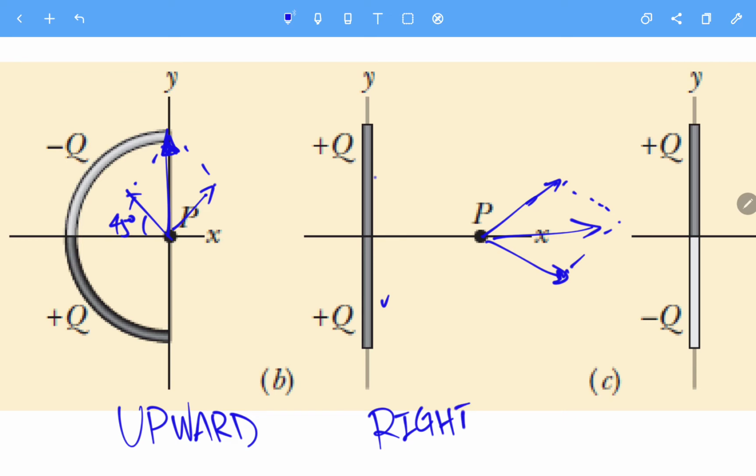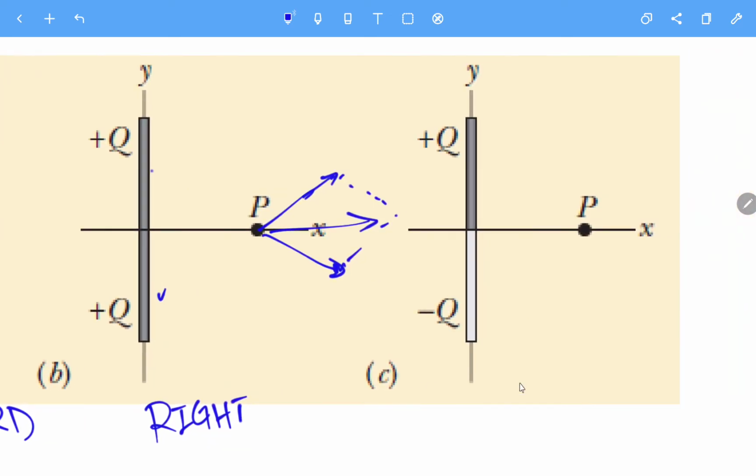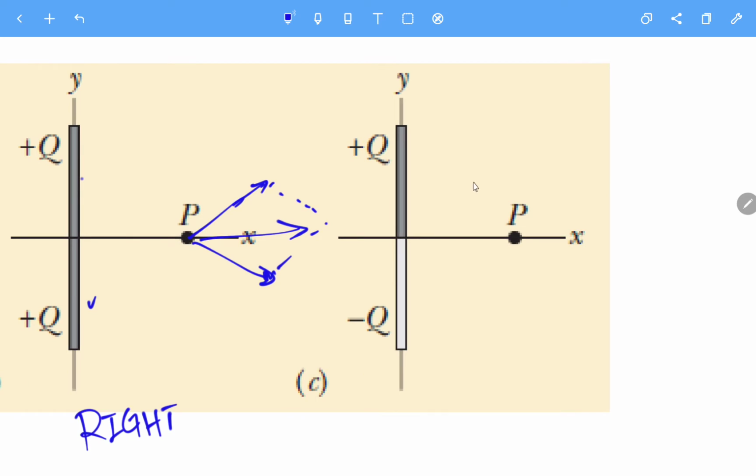And then for the last one, for this part, it should be the same as this case. It should point to the bottom right. And for this part, this is negative charge, so it should point to the bottom left. So overall, it should point downward.